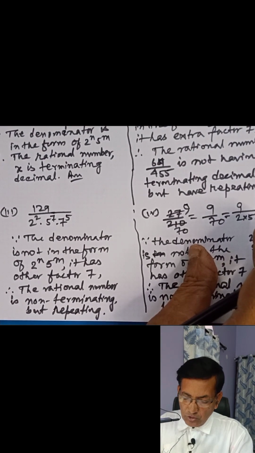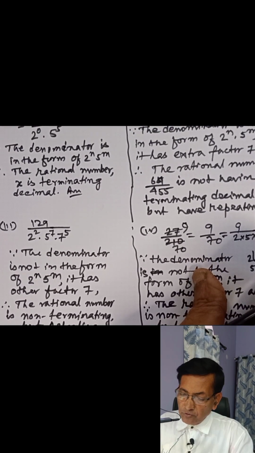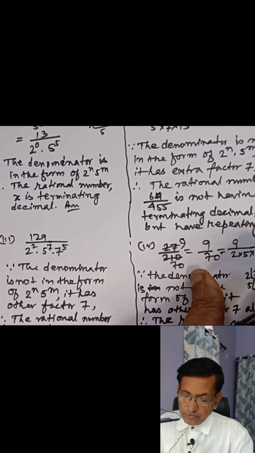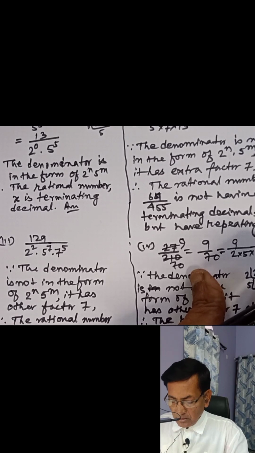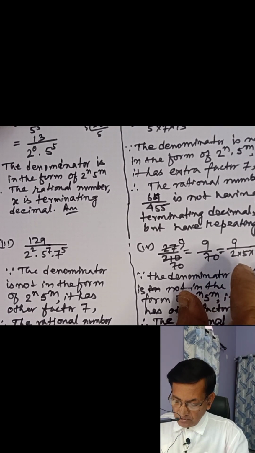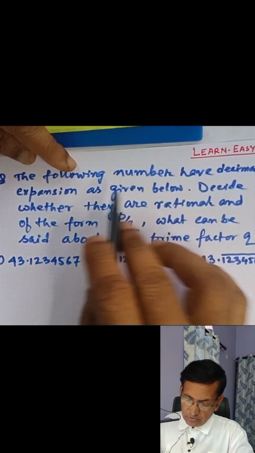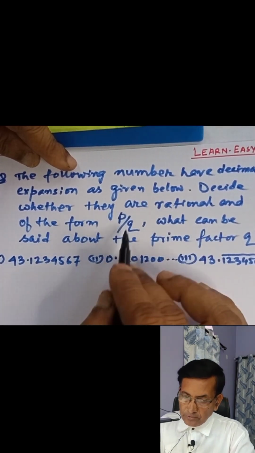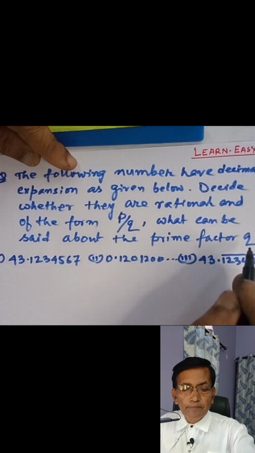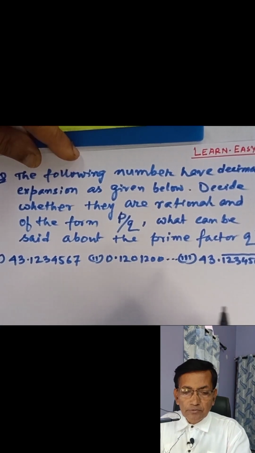So now it is clear, without doing long division, how we can find out whether the fraction has a terminating decimal number or a non-terminating but recurring decimal number. The following numbers have decimal expansions as given below. Decide whether they are rational and of the form p by q. What can be said about the prime factor q? Numbers are given.